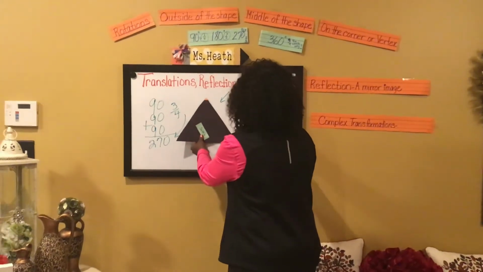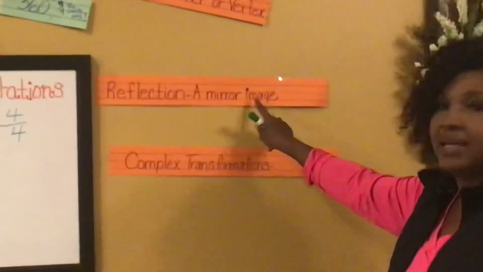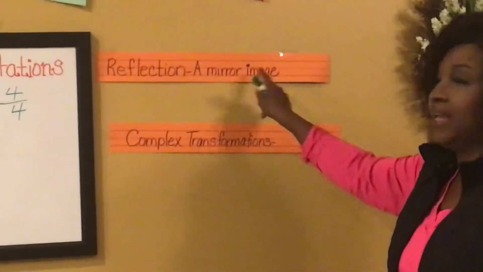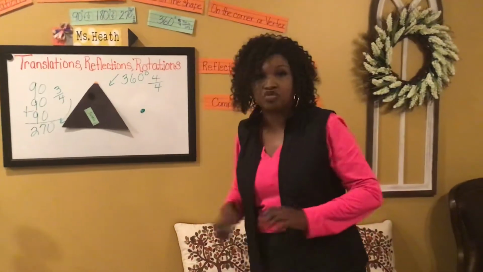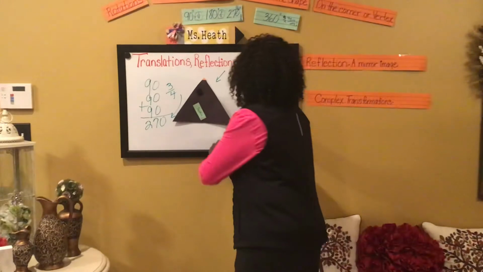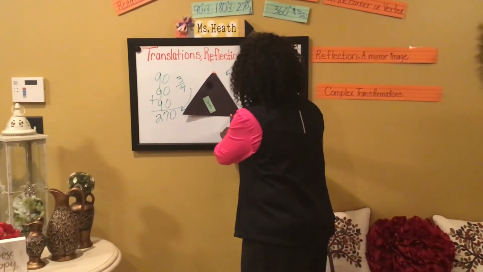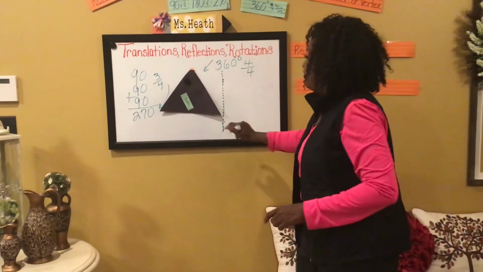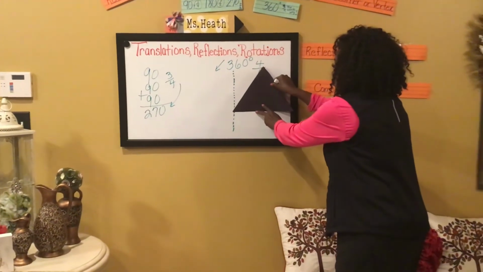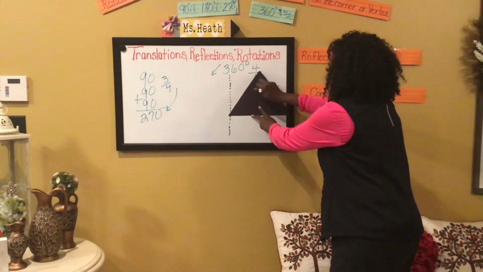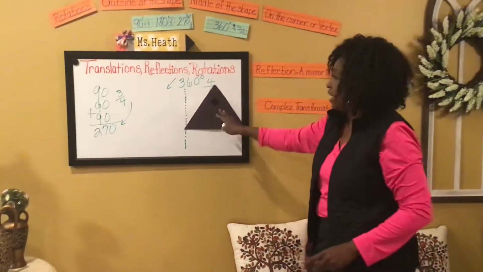Now let's talk about a reflection. What do I mean by a reflection? A reflection is a mirror image. It's just like looking in the mirror and seeing yourself. So if I want to take this triangle and create a mirror image, it's just like taking a line and placing it on this side. And if I take my triangle and I turn it this way, then I have created a mirror image of what my triangle would look like on the opposite side.